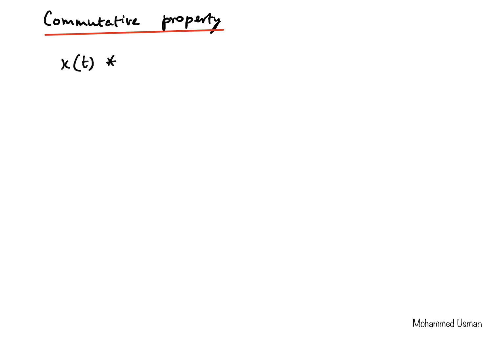The next property of LTI systems and the property of the convolution operation that we're going to see is called the commutative property. Okay, and as you know from the name, commutative property basically means changing the order of the convolution does not change the output. So that means x of t convolved with h of t is the same as h of t convolved with x of t. That's called the commutative property.